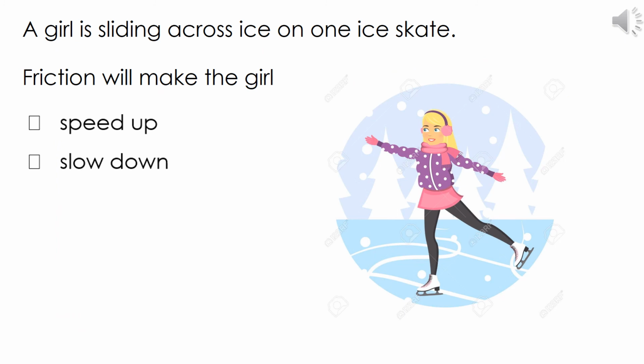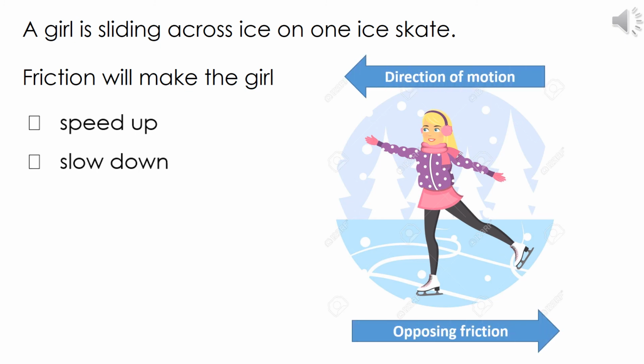A girl is sliding across ice on one ice skate. Now the question is, will friction make the girl speed up or slow down? We know that friction opposes motion. So that means over time, the girl will start to slow down.